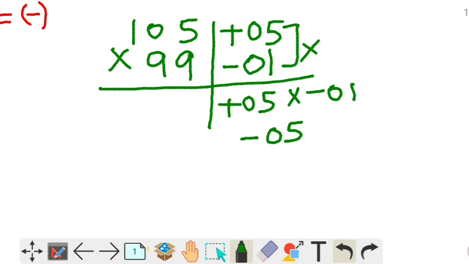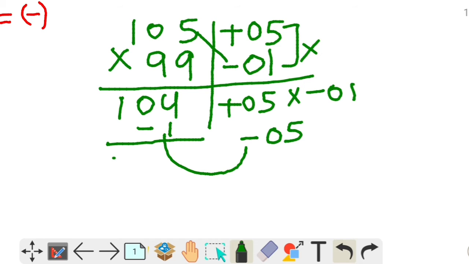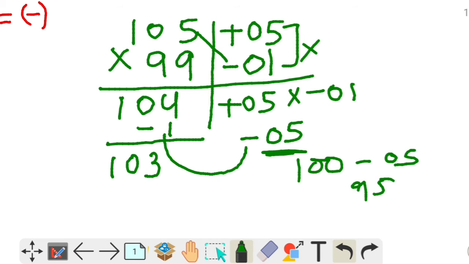And we have to do cross subtraction or cross addition, whichever is easy for us. Now I'm doing the cross subtraction, so we'll get 104. Now to remove this minus sign, we will do minus 1 and we'll get 103. And this number we have to subtract from 100, so 100 minus 05 is 95. So our final answer will be 10395. I hope you understood.